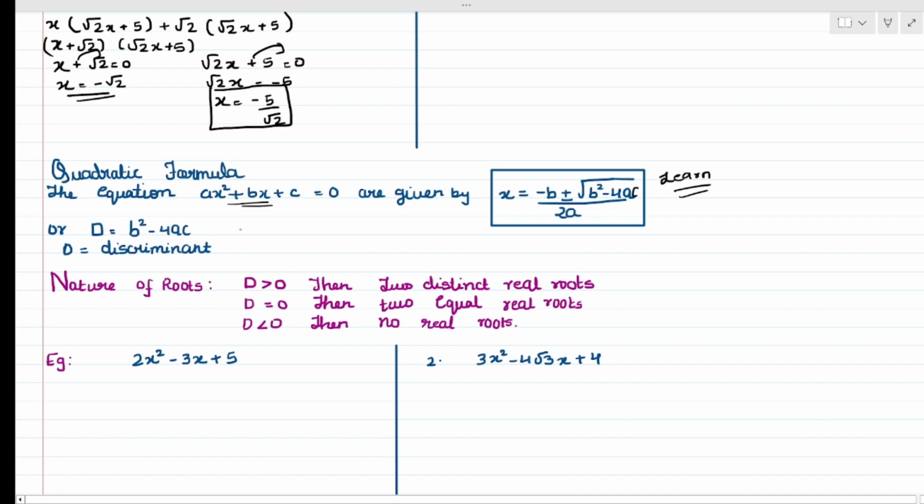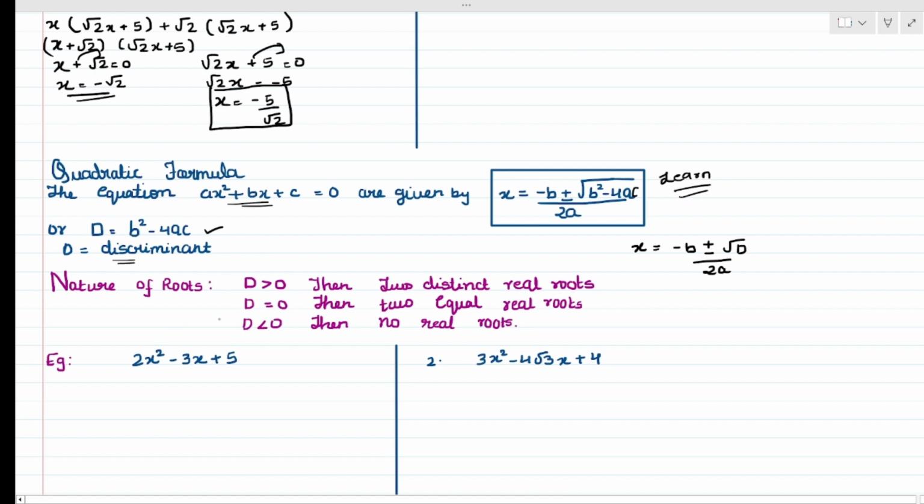Okay, now what is this b square minus 4ac equal to? This b square minus 4ac is equal to d, which is called the discriminant. So you can learn this formula in this method as well, that x equals to minus b plus or minus under root d upon 2a. You can shorten this formula into this format as well. Okay, where my discriminant d is equal to b square minus 4ac.